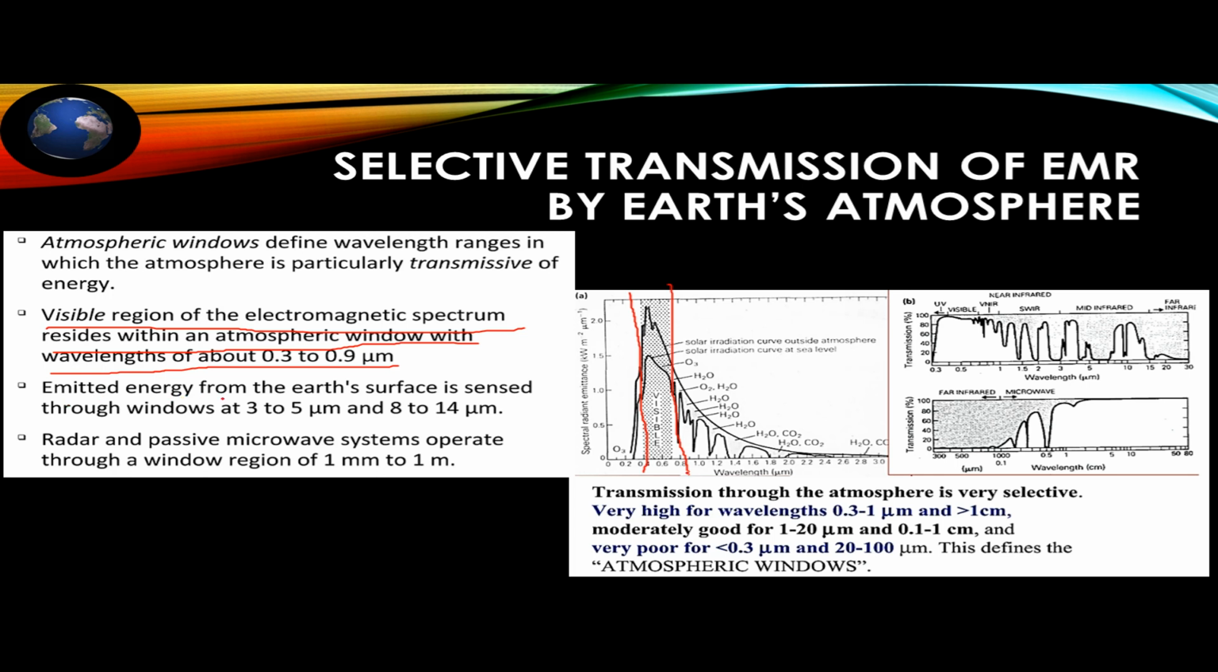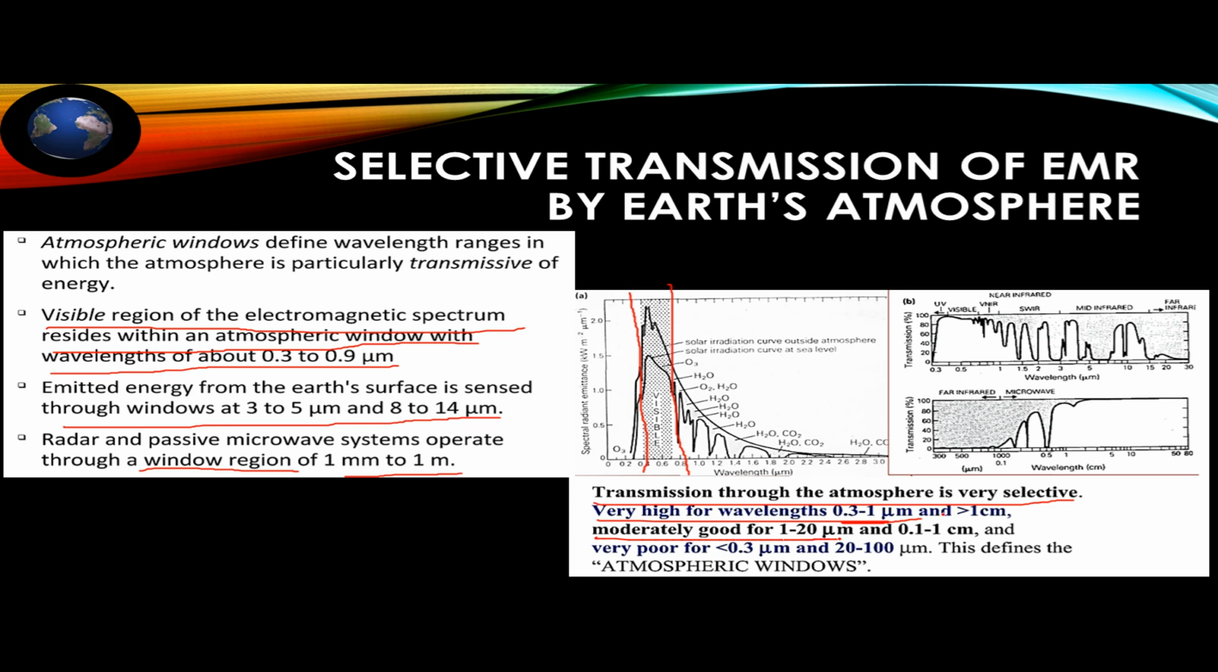The emitted energy from the earth's surface is sensed through windows of 3 to 5 micrometer and 8 to 14 micrometer. Radar and passive microwave systems operate through the window region of 1 mm to 1 meter, as I told you about the microwave band itself. So the transmission through the atmosphere is very high for wavelengths of 0.3 to 0.9, or around 1 micrometer, and more than 1 centimeter.